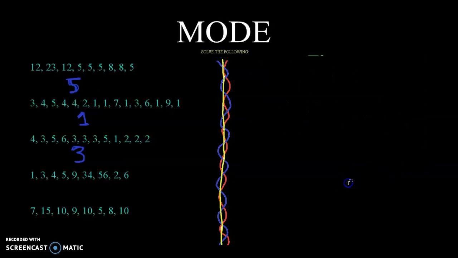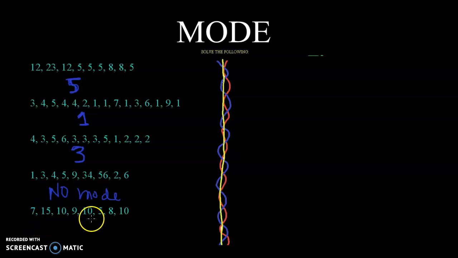Okay, let's write down for this one: 1, 3, 4, 5, 9, 34, 56, 2, and 6. There is no mode, so we'll just write no mode. You don't write 0 because 0 is also a number. If you write 0, people would think 0 comes up the most, but 0 is not even there. So you write no mode. Okay, let's move on to the next one.